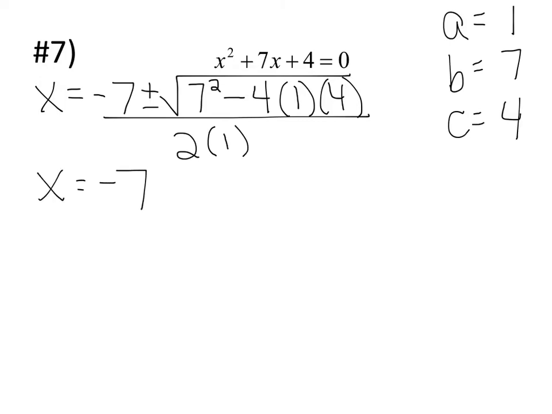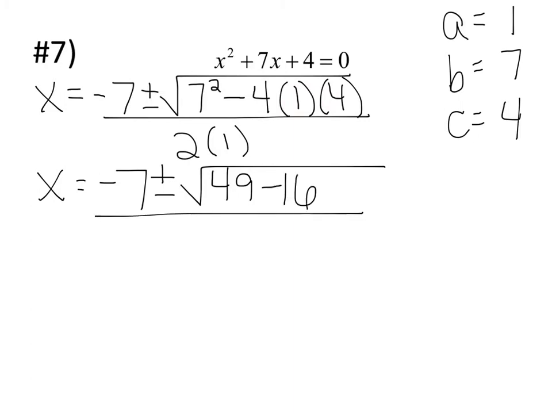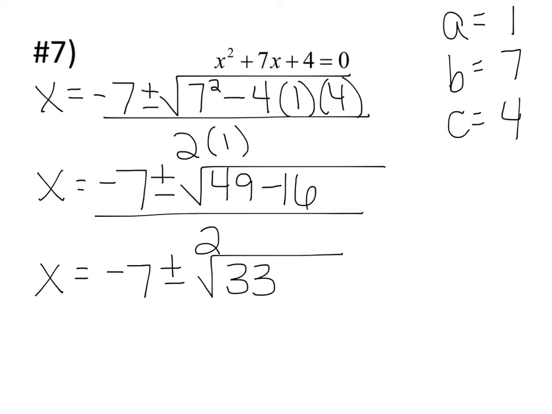Alright, let's clean it up. Negative 7 plus or minus the square root, 7 squared is 49. Negative 4 times 1 is negative 4. Negative 4 times 4 is negative 16. So we'll say minus 16. All over 2 times 1 is just 2. So I have negative 7 plus or minus the square root. 49 minus 16 is what? 33? Seems right. All over 2.